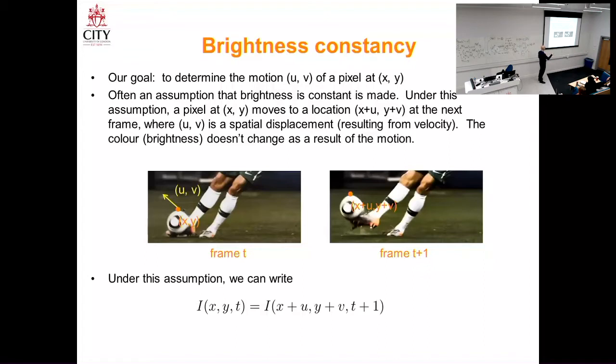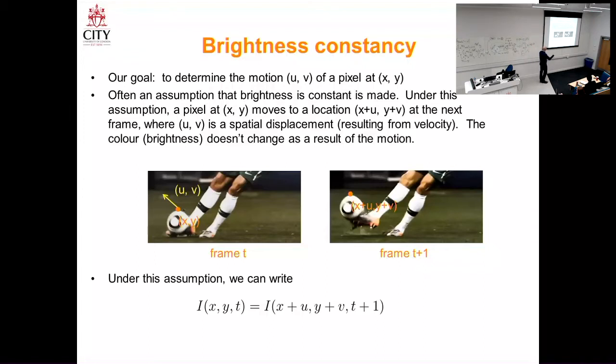So here's an example. At the top of this football, I've got this white pixel, okay, and I've drawn it with an orange dot. I can find that same pixel on the next frame. It's over here, okay? So its location has changed, but the brightness is preserved. It's just in a different part of the image, okay?